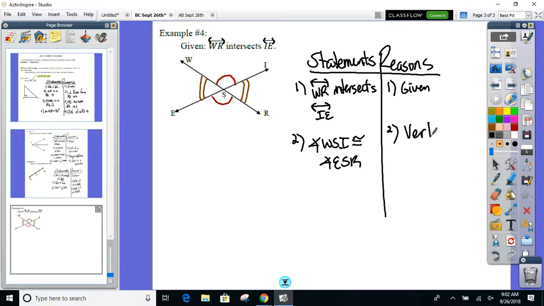So here's what I'm going to write. Vertical angles are congruent. Check your spelling. Did you spell vertical right?